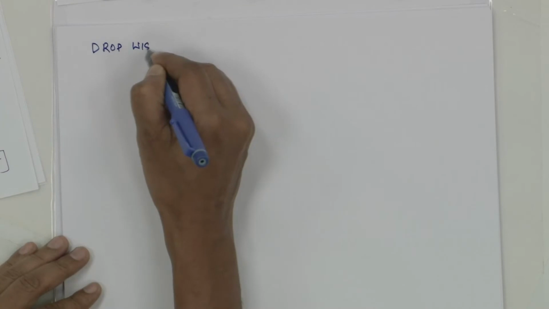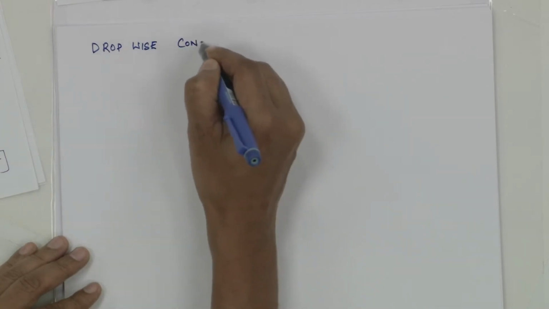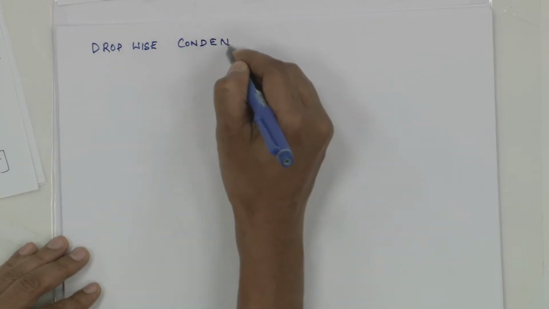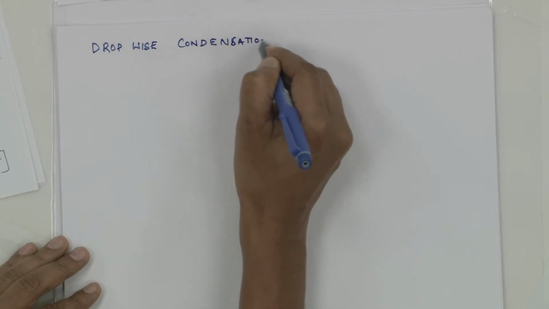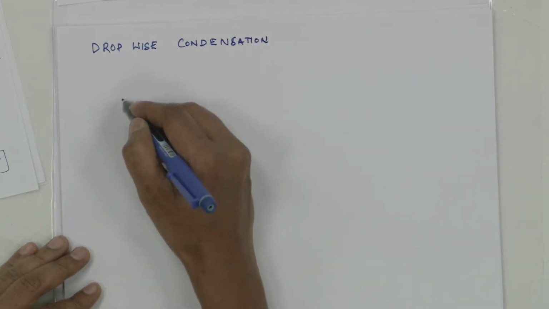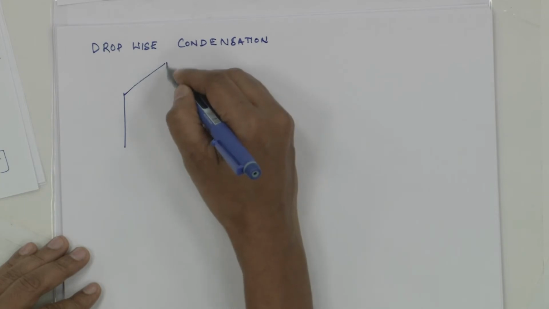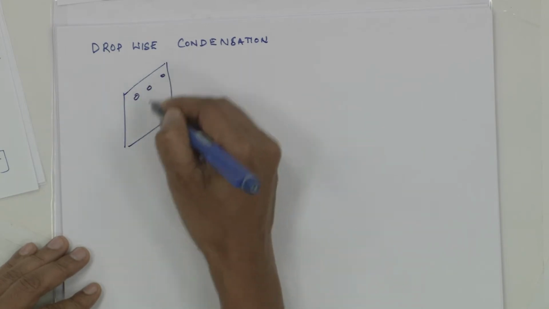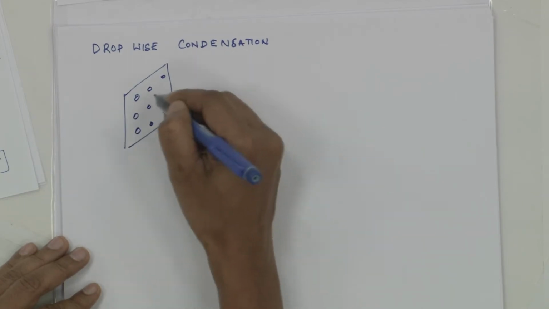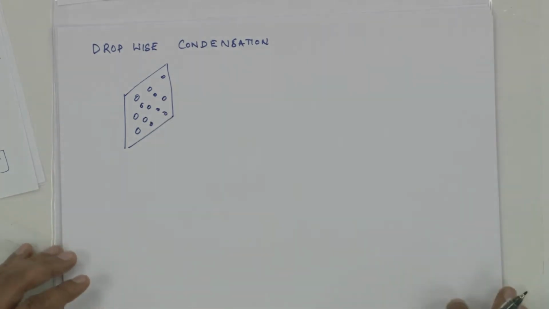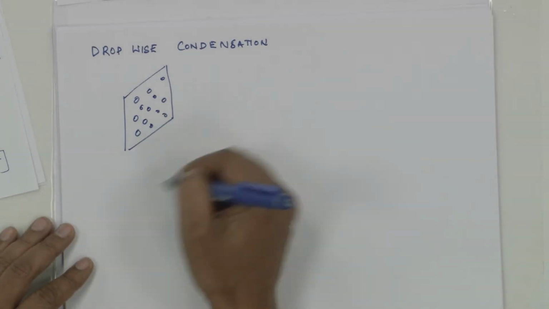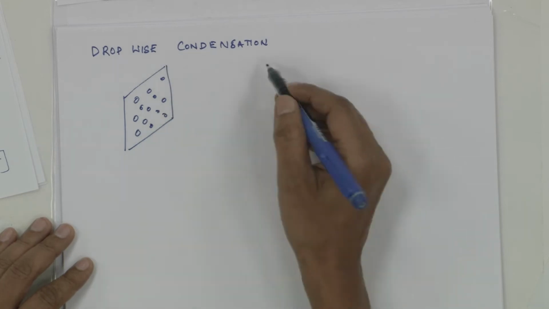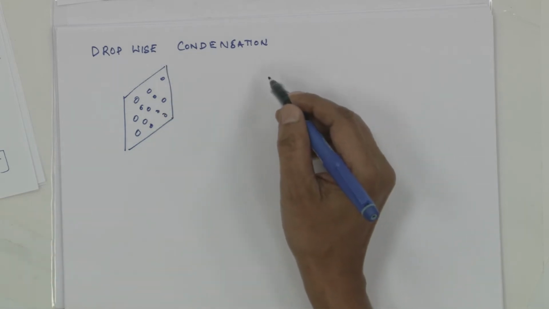But the next one is, if you just see, dropwise condensation. In the dropwise condensation, you have a plate and the drops are formed, that is, these droplets would be falling. So that is why this is called dropwise condensation.